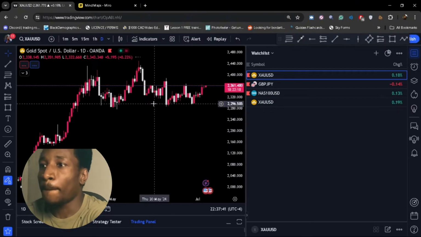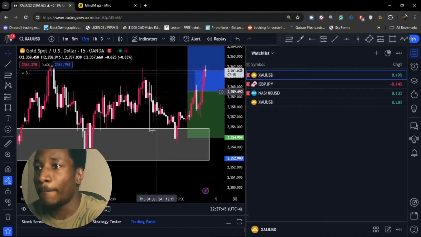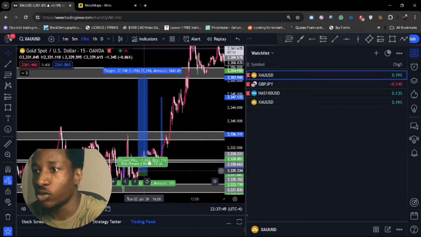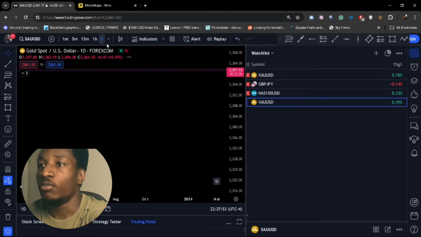So as you can see guys, this is literally the aftermath of how I placed my trade. Not this particular trade, but this trade right here. So as you can see, these are the aftermath right here. Now guys, let me break everything down from A to Z.